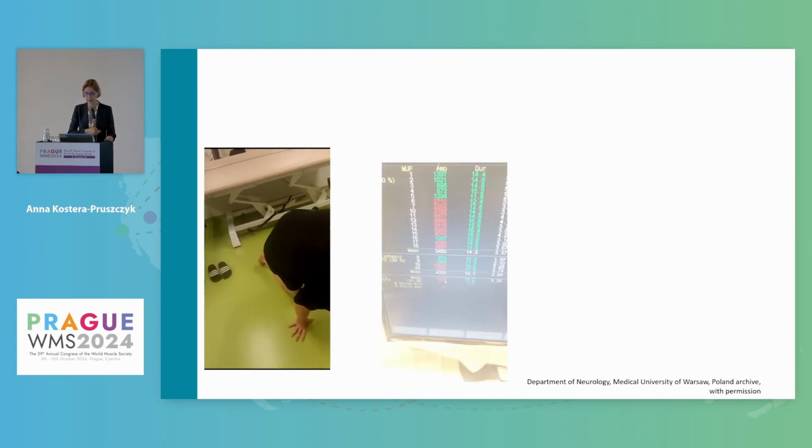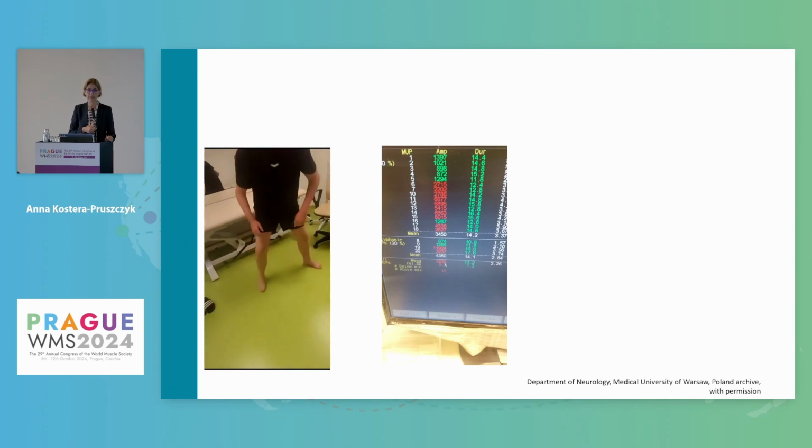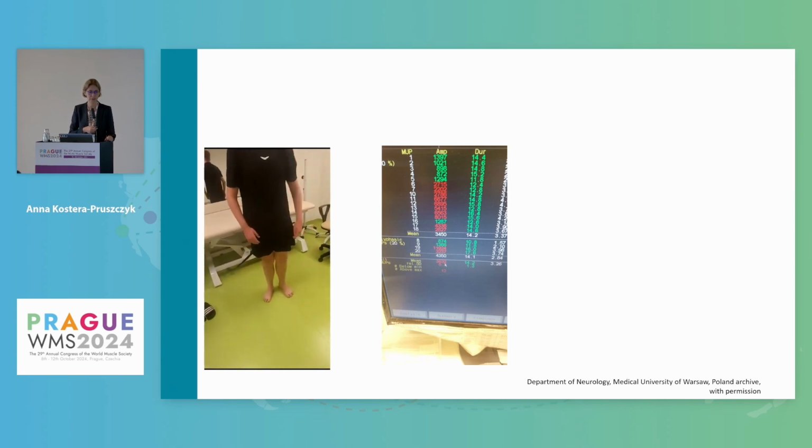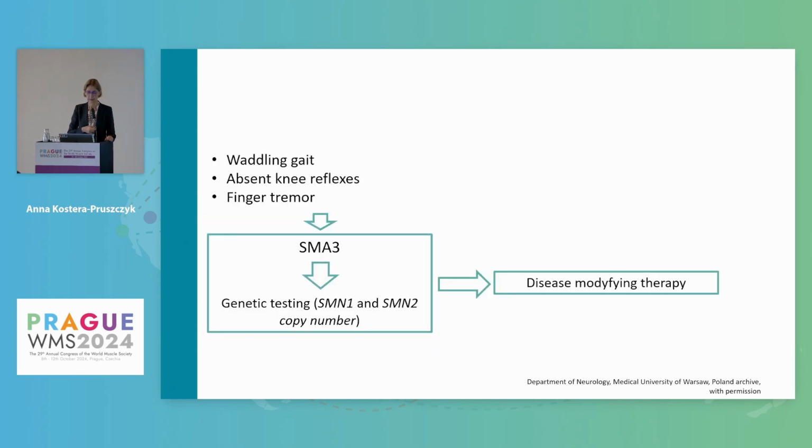It was done anyway, and what we saw was a very typical chronic neurogenic pattern that fits with his clinical history and allows to make a preliminary diagnosis of SMA.